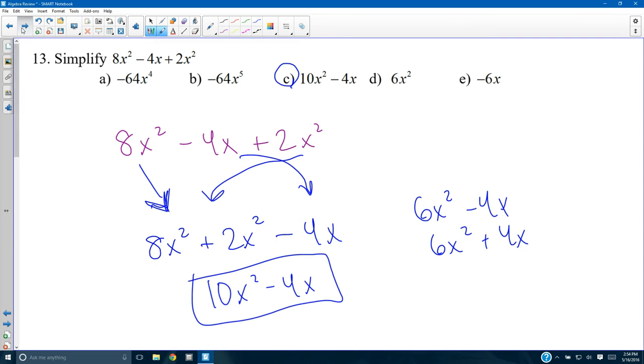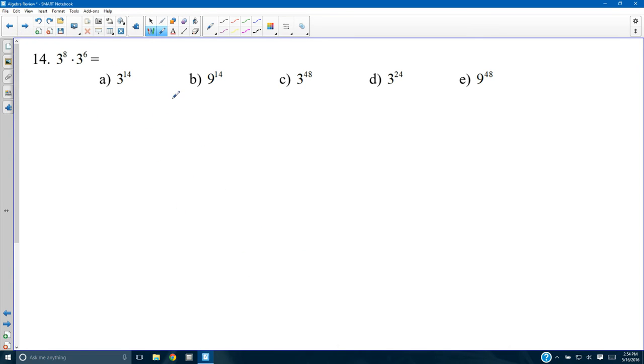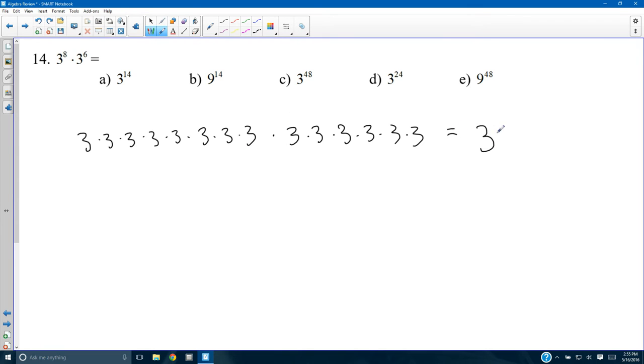Okay, that's 13. Number 14, 3 to the 8th times 3 to the 6th. I'm going to write this out. 3 to the 8th is 3 times 3 times 3, 8 of them, times 6 3s. How many are being multiplied together? 14 of them. So it's 3 to the 14th.